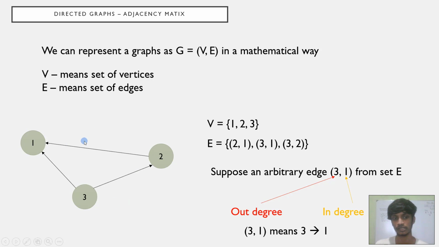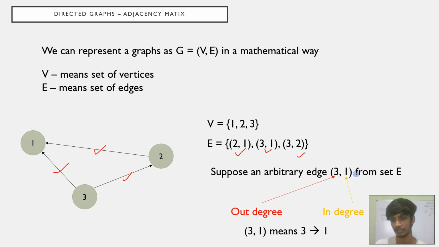According to this representation, 1, 2, 3 are the vertices, and what are the edges? Let me use my pen first. 2 to 1 is one edge, 3 to 1 is another edge, and 3 to 2 is another edge. Likewise, as I said before, the edge should be represented with out degree and in degree. When it comes to directed graphs, this is pretty much essential.